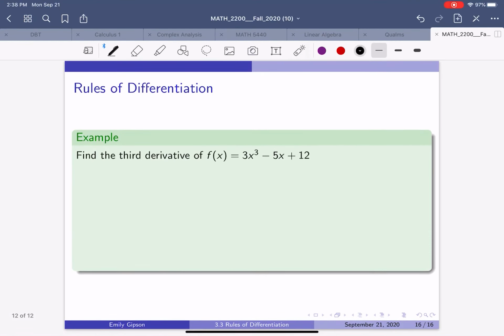So let's see this in practice. I want you to find the third derivative of f of x equals 3x cubed minus 5x plus 12. Well, we have to start by finding f prime of x. We use our power rule and we get 3 times 3x squared minus 5. Now we're looking for our second derivative. We get 9 times 2 is 18 times x. And then for our third derivative, we're still using the prime notation. We just get 18, and that's our final answer.